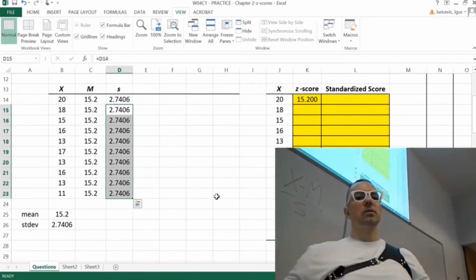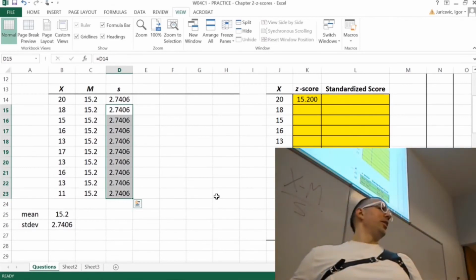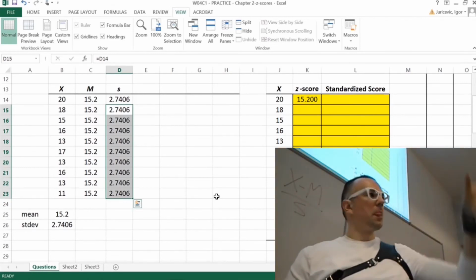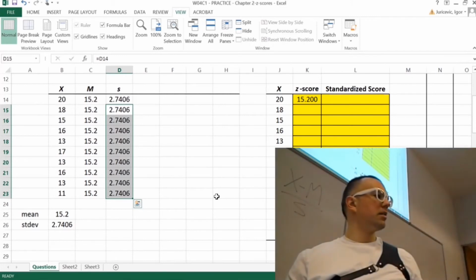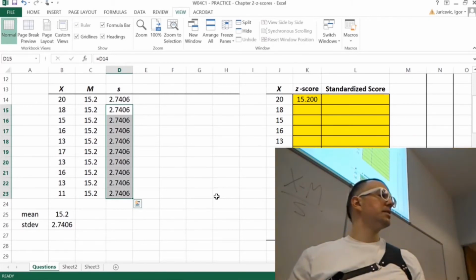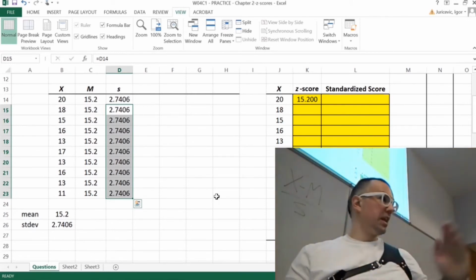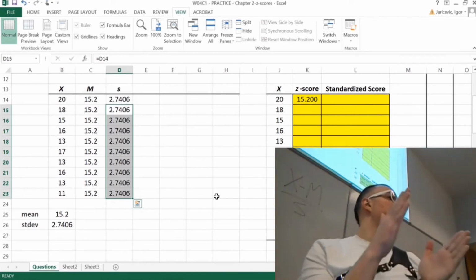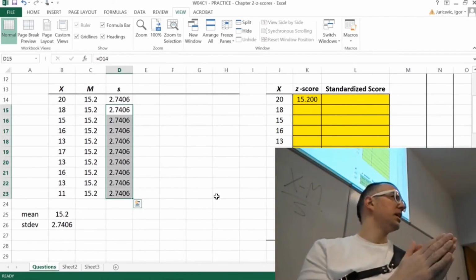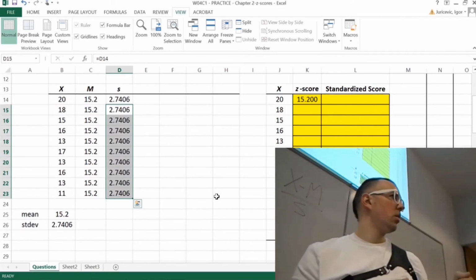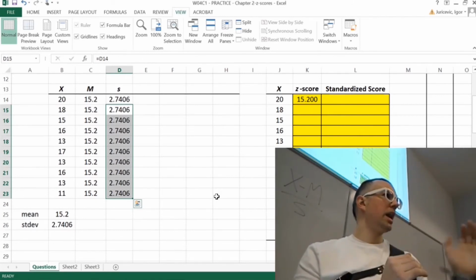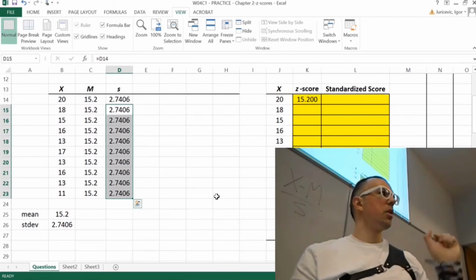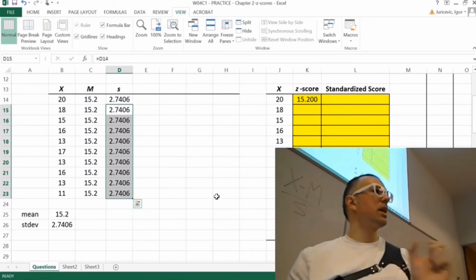All right, so we still don't have any z-scores, but what we now have is a column of raw scores, our x scores. We have a column of sample means. We have a column of sample standard deviations. And notice that now the information that we need for our z-score formula is in every single row, right? Every single row has a raw score. Every single row has a mean. Every single row has a standard deviation.